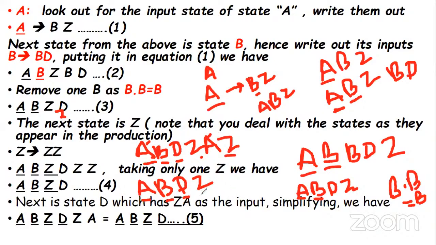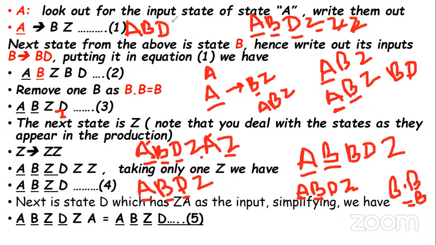So the next one is dealing with Z. Once we want to deal with Z, we write A, B, D, and Z. So we are done with A, done with B, done with D, then Z. What is the output for Z? It is Z and Z. But we already have one Z, so these two can be eliminated. So all we have left is what? A, B, D, and Z.